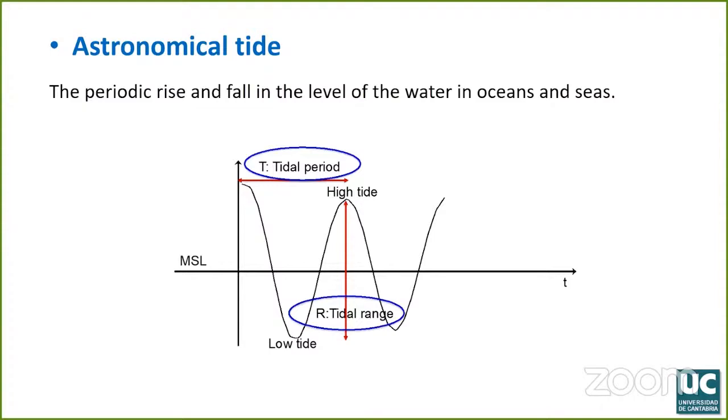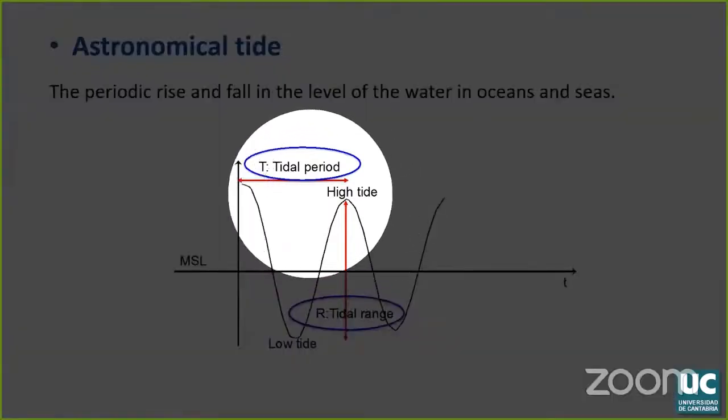Here you have a definition: the periodic rise and fall in the level of the water in oceans and seas as a result of gravitational attraction of the sun and moon. The moon induces the strongest effect on the tides due to its relative closeness to the Earth. In the figure, you can see a sea level record with two important parameters: the tidal period and the tidal range.